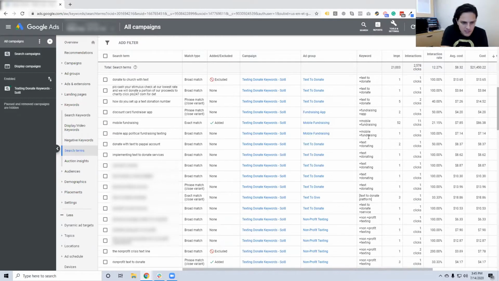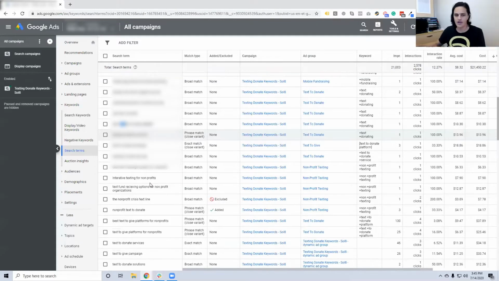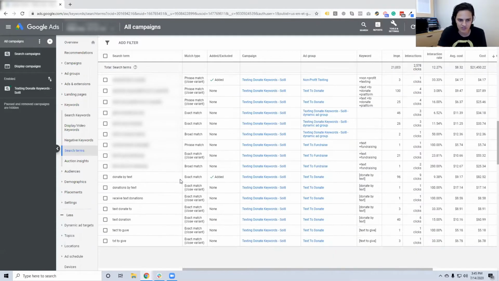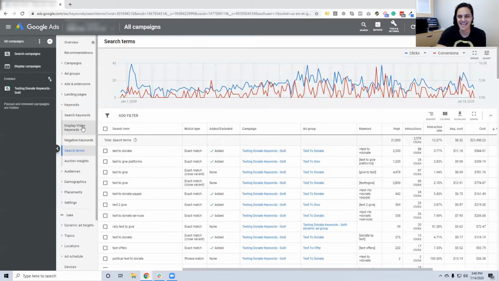Well, there you go. Text to donate to charity gift gap, and we've got text donating. That has that here and here. Now we have charity and gift gap. You can start to see where Google's like, oh, that sounds reasonable. But here we go. Donate by text, and that's exact match. Receive text donations. So that's not an exact match. So you can see how even exact match is not really exact match anymore. Google doesn't understand the term exact.